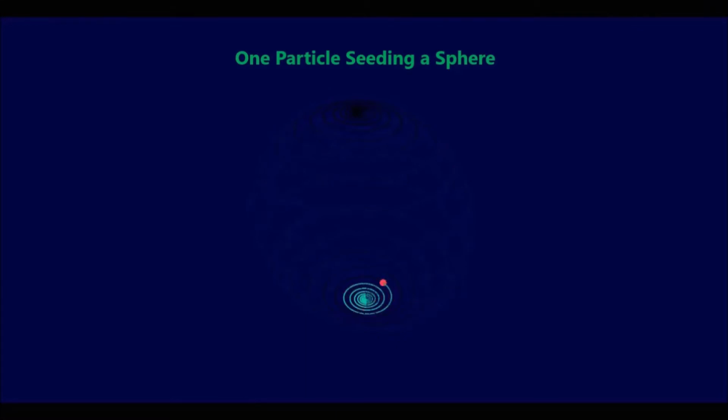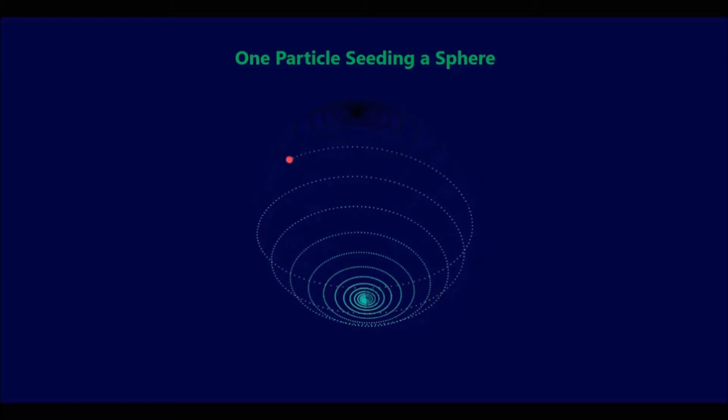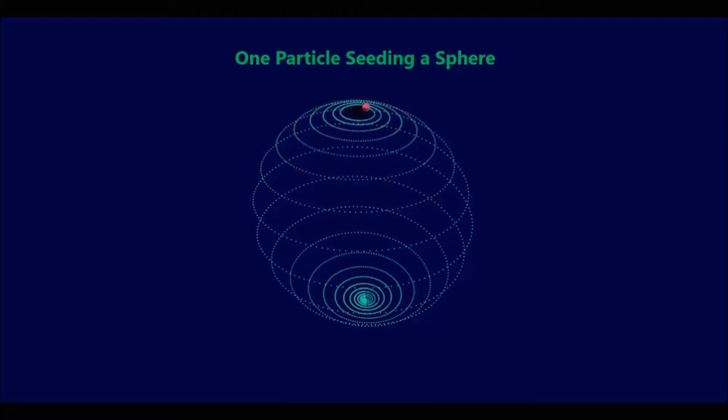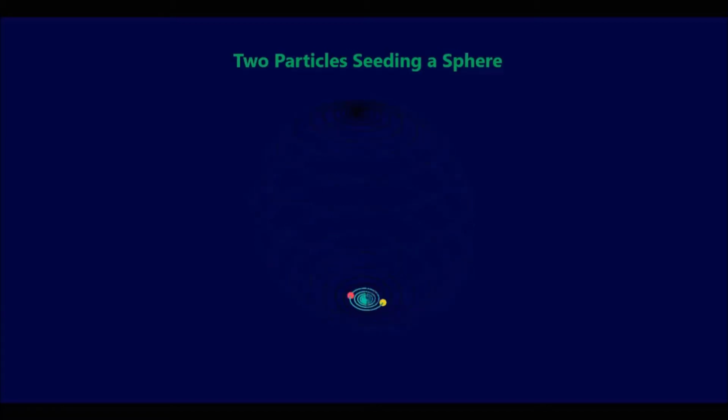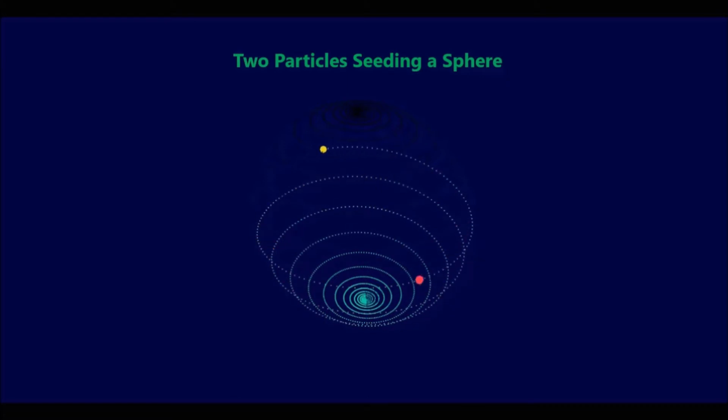Let's begin with one particle seeding a sphere. As momentum is conserved, a particle slows down at the equator, and picks up speed at the poles. At the pole, the particle spins very fast as r diminishes. Next, let's take a look at two particles seeding a sphere. Although conceptually interesting, this scenario is unrealistic as velocity at the pole increases to infinity.